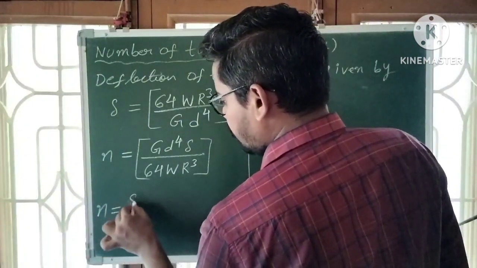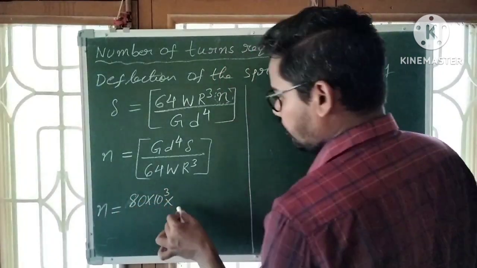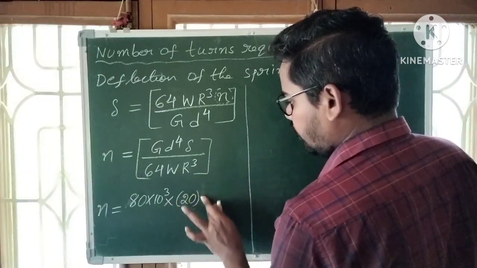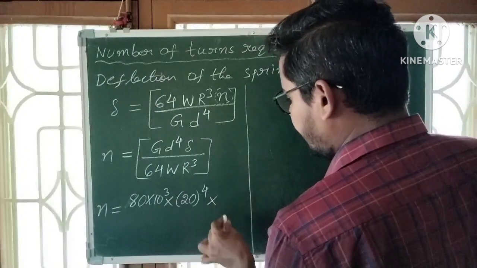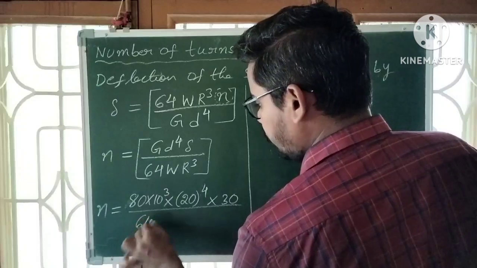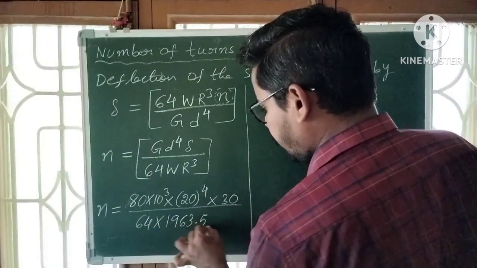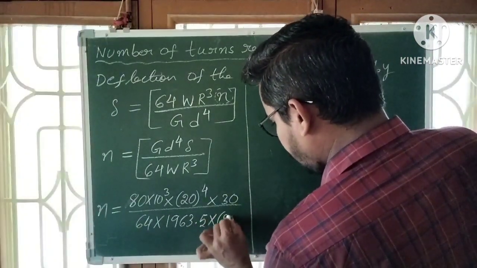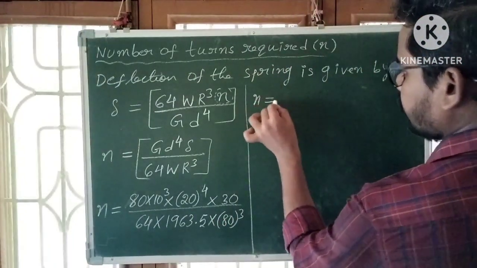What is the value of G? 80 into 10 cube. d power 4. Here the diameter of the wire is 20, so 20 power 4 into delta. Delta is given as 30 mm. Whole divided by 64, into W, which is 1963.5, into R cube, means 80 whole cube. Now n is equal to, let us simplify further.